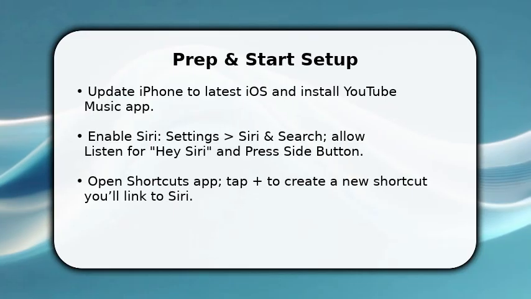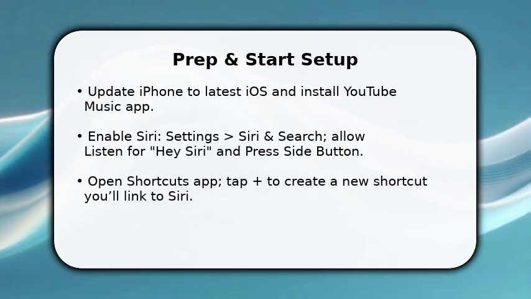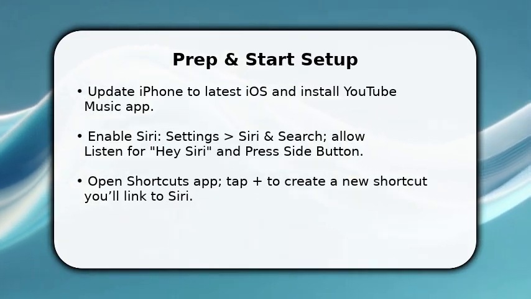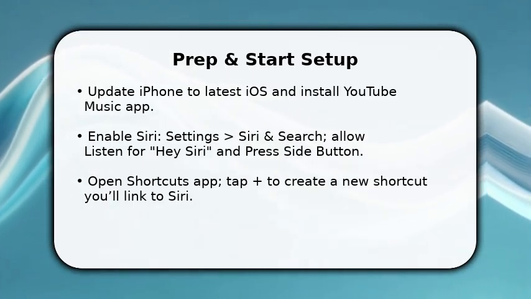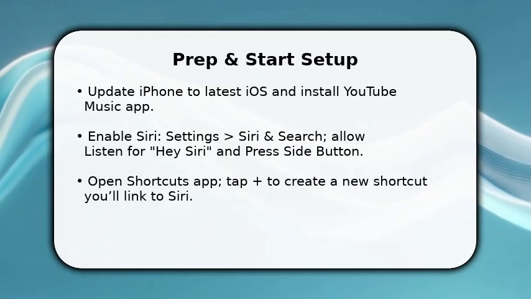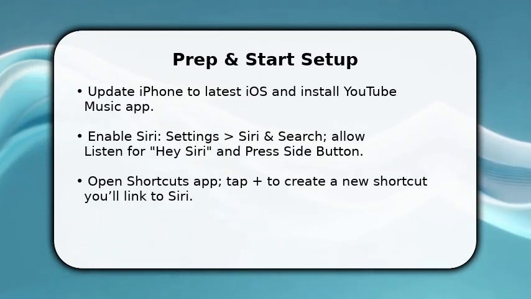You begin by getting your phone ready, update iOS, and install YouTube Music so the app is available to shortcuts. Once done, make sure Siri is enabled because you'll use a shortcut as the workaround for a default music action.